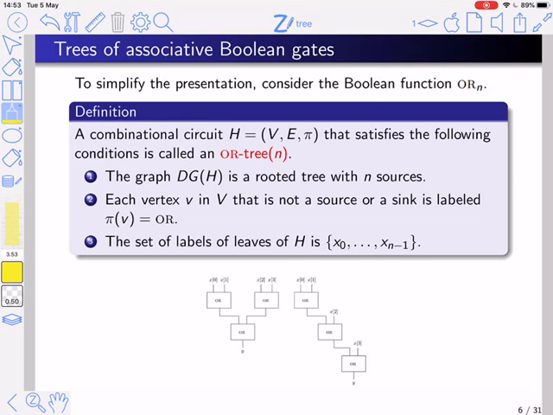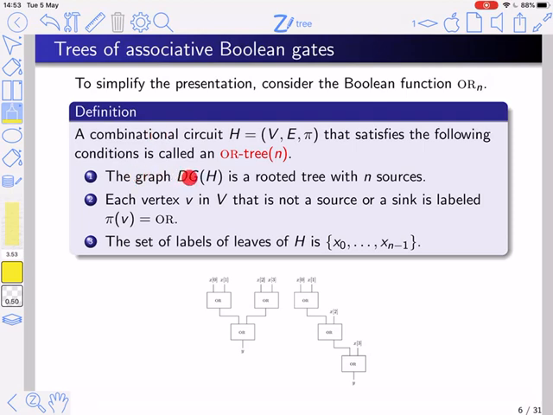And let's define a combinational circuit which satisfies 3 properties as an OR tree over n bits. So what is an OR tree over n bits? Of course, it has to be a combinational circuit.